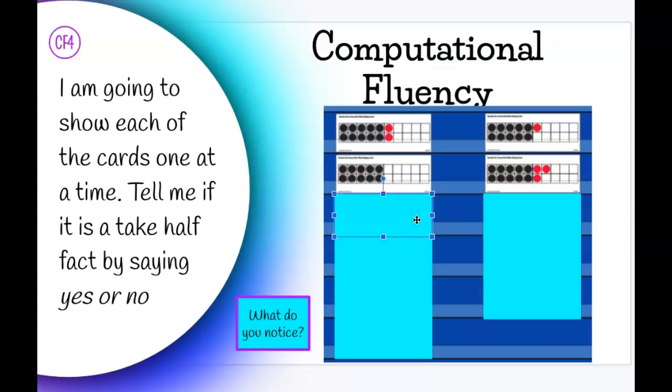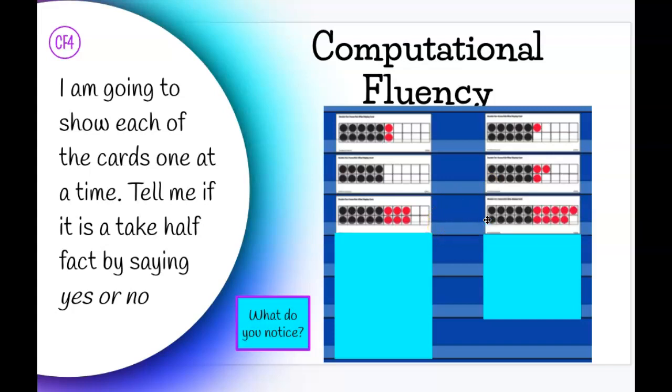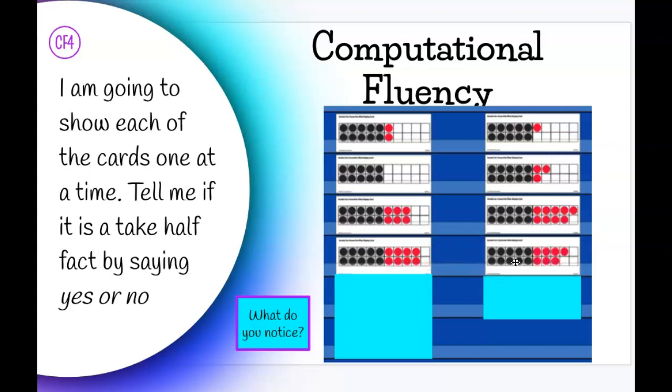Let's keep going. Up or down? Thumbs up. This is a take half. Thumbs down. This is not a take half. We have just one square left. Not the same on top and bottom. Take half. Thumbs up or down? Thumbs up. This is a take half. Thumbs up or down? Oh, thumbs down. This is not a take half. Thumbs up or down? Thumbs up. This is a take half.